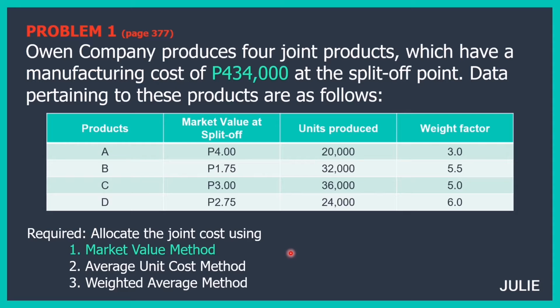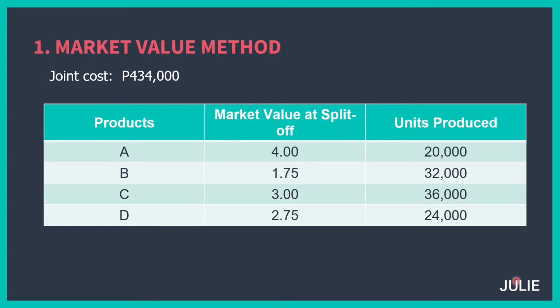So the requirement is to allocate the joint cost using number 1, market value method, number 2, average unit cost method, and number 3, weighted average method. Let's continue. So we have market value method as number 1.